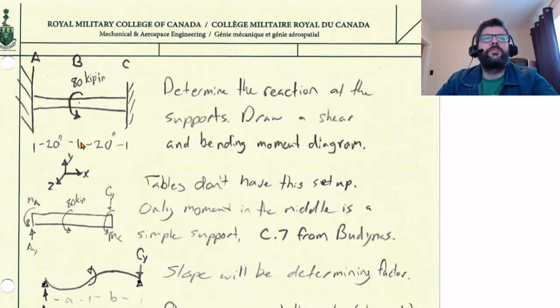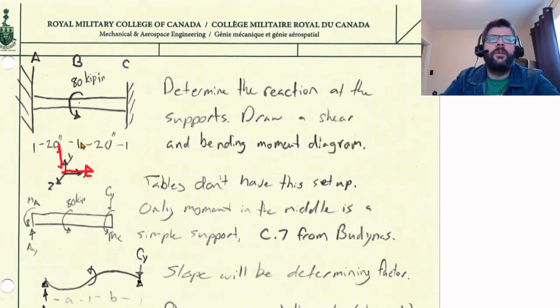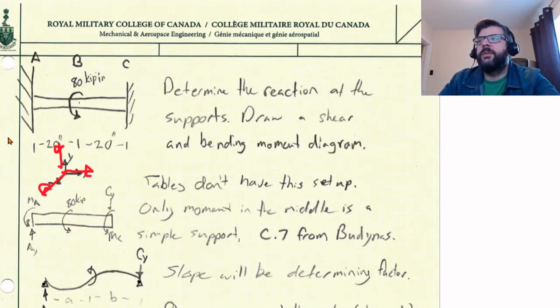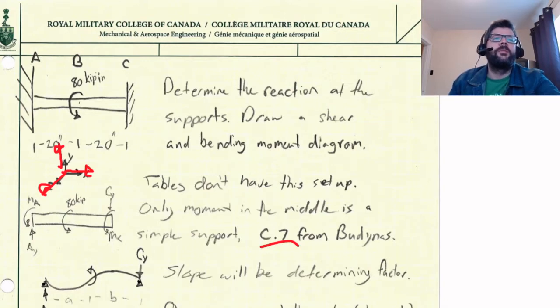Again, coordinate system I usually use x in this direction, y in this direction, z in this direction. So unfortunately, the tables don't have this set up, because otherwise, what's the point of asking the question if it's already been solved for us? So the only one that has a moment in the middle is a simple support, unfortunately. So case C7 from Budynas.